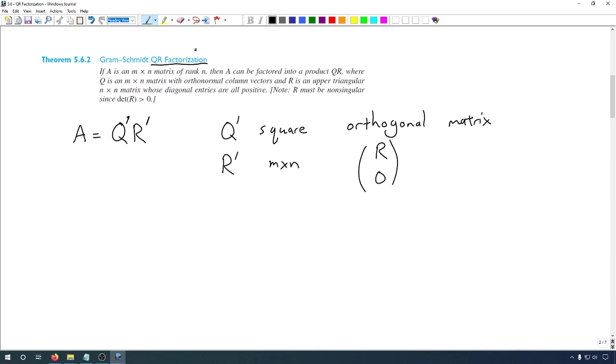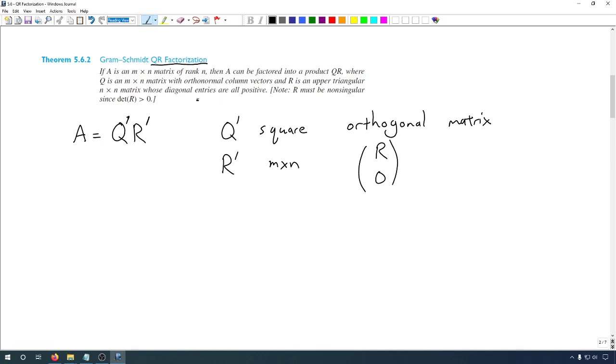Also, another thing to note here is we specify that A has to have rank n. That condition is really just so that R has non-zero diagonal elements. Any matrix can actually have a QR factorization, as long as m is bigger than or equal to n. We can always find a QR factorization.